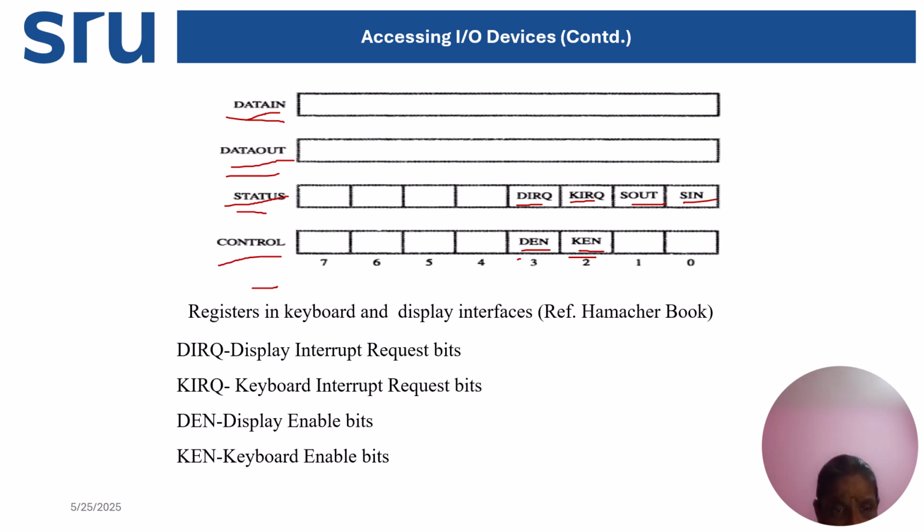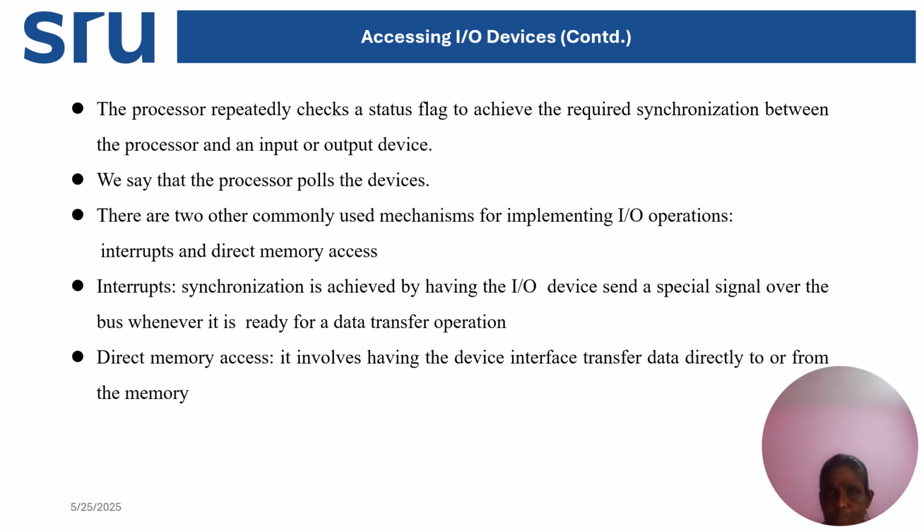So, registers in keyboard and display interfaces. Number one, DIRQ, the display interrupt request bit. It is asking for the display request. And KIRQ, the keyboard interrupt request bit. It is asking for the input to the processor. So we have already seen the display enable bit and keyboard enable bit.